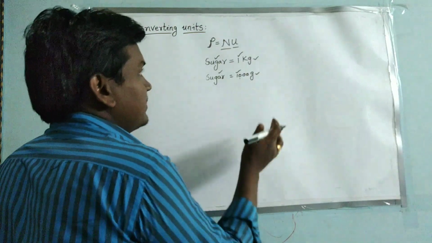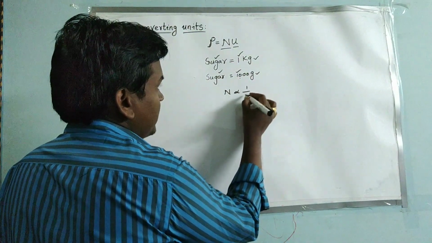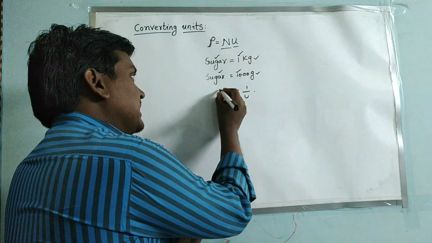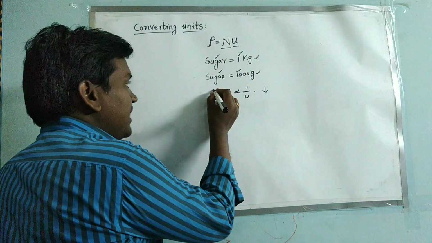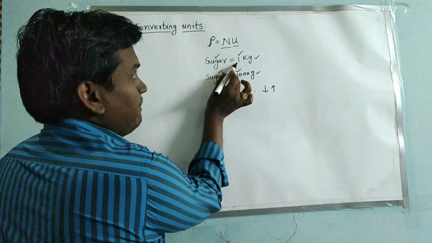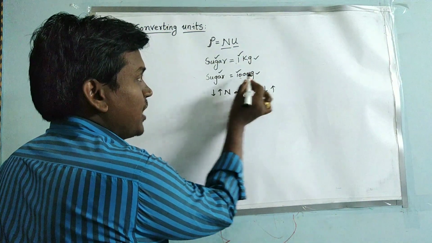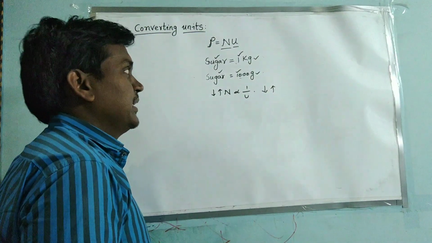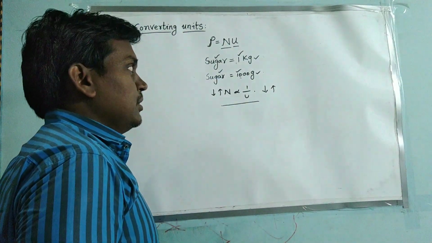So by this example I can consider that n is inversely proportional to u. That means if the numerical value increases, the unit decreases. If the numerical value decreases, the unit will increase. See here, the numerical value increased from 1 to 1000. So what happened to the unit? The unit decreased from kilogram to gram. So by that we can say that n is inversely proportional to u.